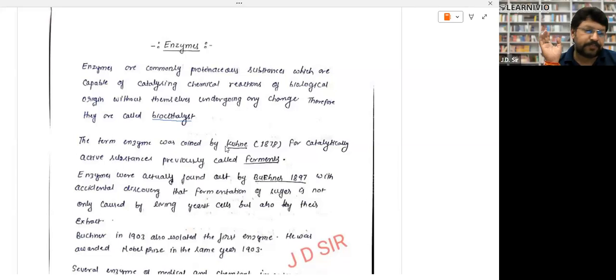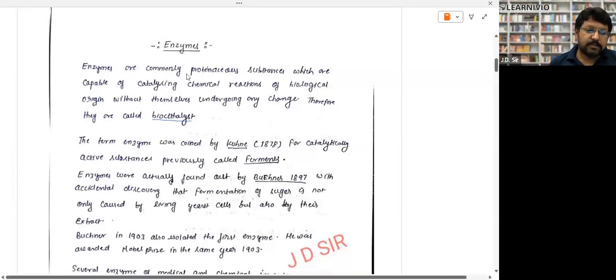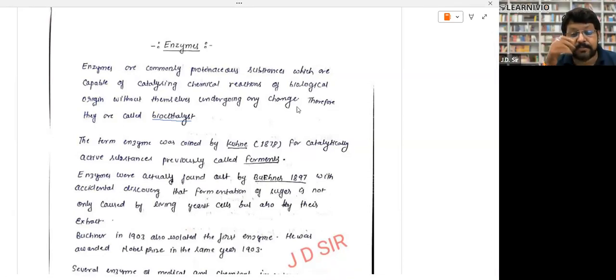This statement is true. So enzymes are commonly proteinaceous substances which are capable of catalyzing chemical reactions of biochemical origin without themselves undergoing any change, right? So what is catalysis? Can anybody tell me what catalysis is? Martin, what is catalysis? They speed up the rate of reaction. Exactly. They speed up the rate of reaction, but they do not get consumed in that reaction. Means they are recyclable, they are reusable, right? So that is the definition of enzyme.